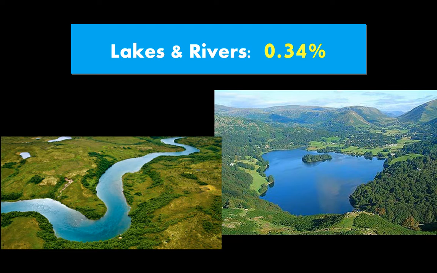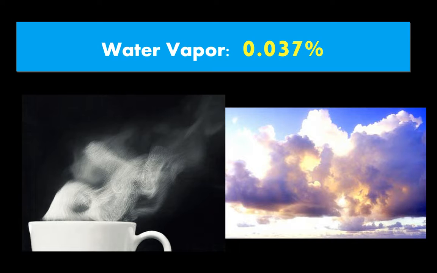Lakes and rivers on Earth's surface make about 0.34% of our fresh water. Not a whole lot. And of course, that would be the easiest place for us to gather fresh water from. And then finally, water vapor makes up 0.037%. So that water vapor in the sky that creates the clouds, yep, it's only 0.037% of our fresh water sources.